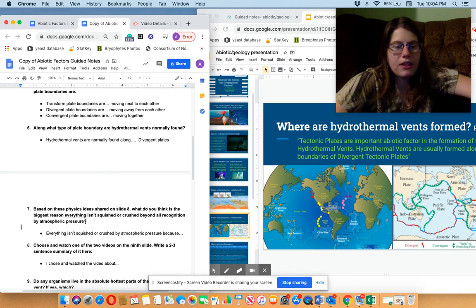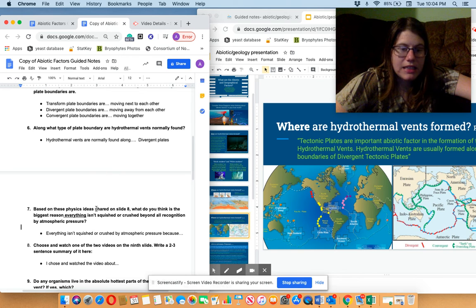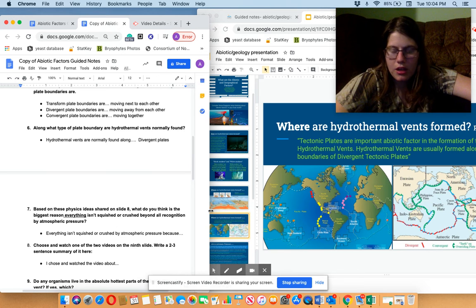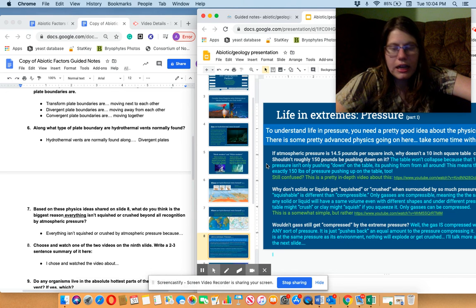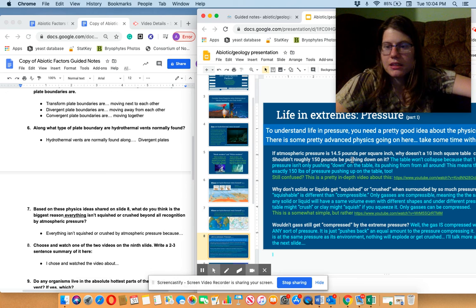So question 7. Based on these 3 physics ideas shared on slide 8, what do you think is the biggest reason why everything isn't squished or crushed beyond all recognition by atmospheric pressure? So, this slide is scary. This slide has a lot of physics ideas, and it asks for one of the biggest ideas. So if you're going to play the text hunting game for this, it'll be rough.